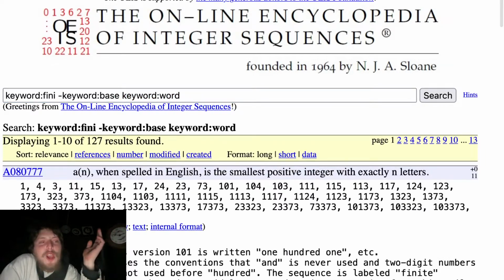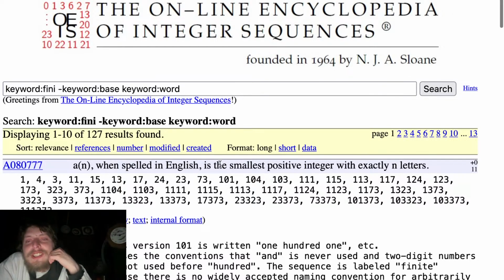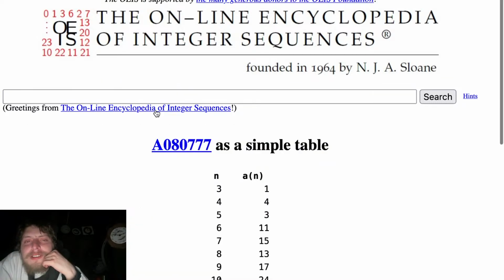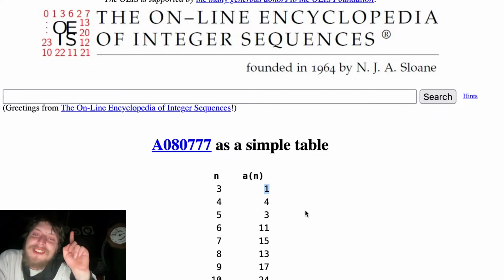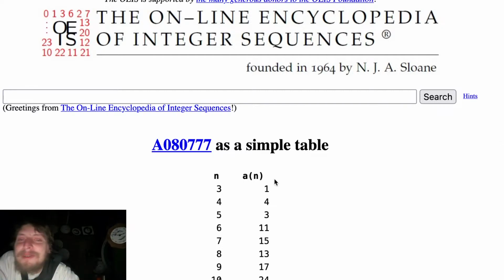So here, again, when spelled in English, is the smallest positive integer with exactly n letters. So 4 is the smallest one with 4. Wait, yeah, it just doesn't start before this. It starts at 3 because there aren't 1 or 2 lettered numbers. Wait, but pi, that's a 2-lettered number, but not integers like this.